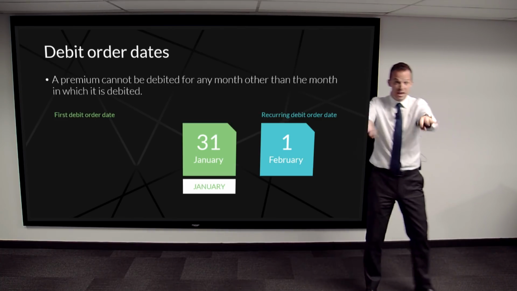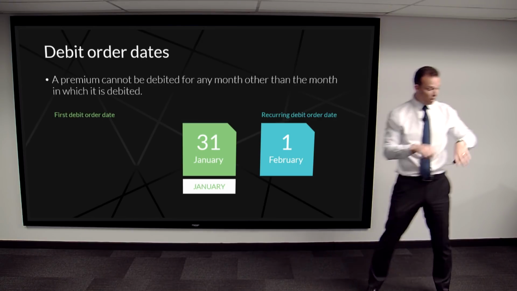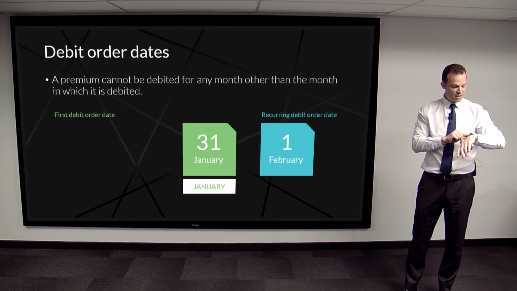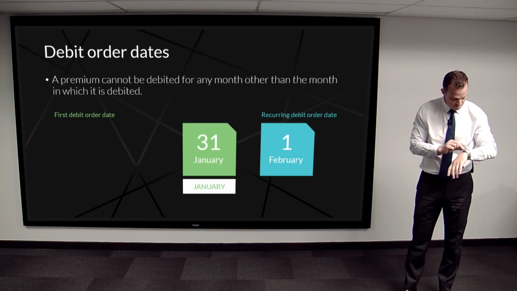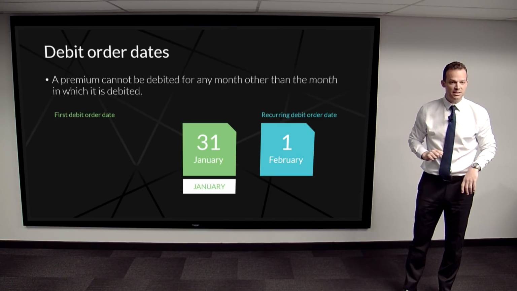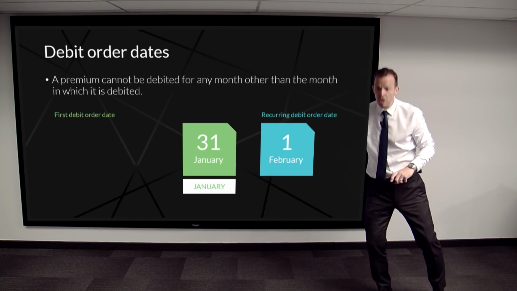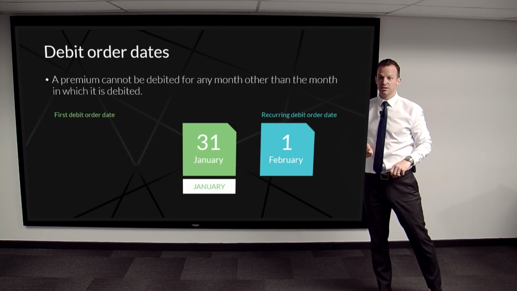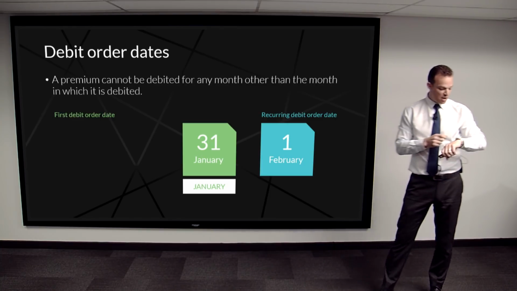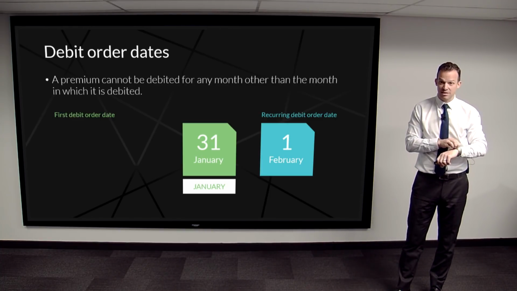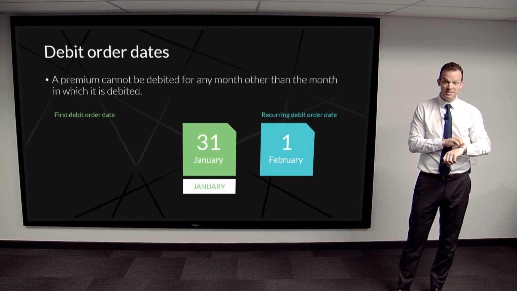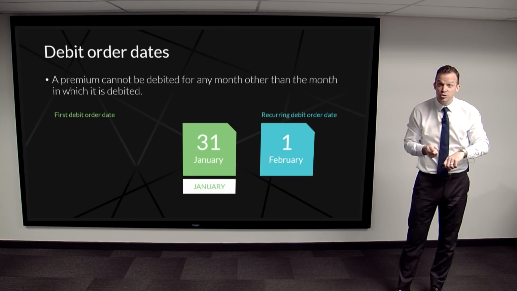So let's say I became a wealth engineer today. It would have asked me, when is your first debit order? So I can say, okay, I want my first debit order to be on Monday the 20th of May. And then it's going to say, okay, which day do you want the recurring debit order to happen? Right? And then I say, okay, I want it to be at the beginning of the month. So the next debit order is going to be on the 1st of June.